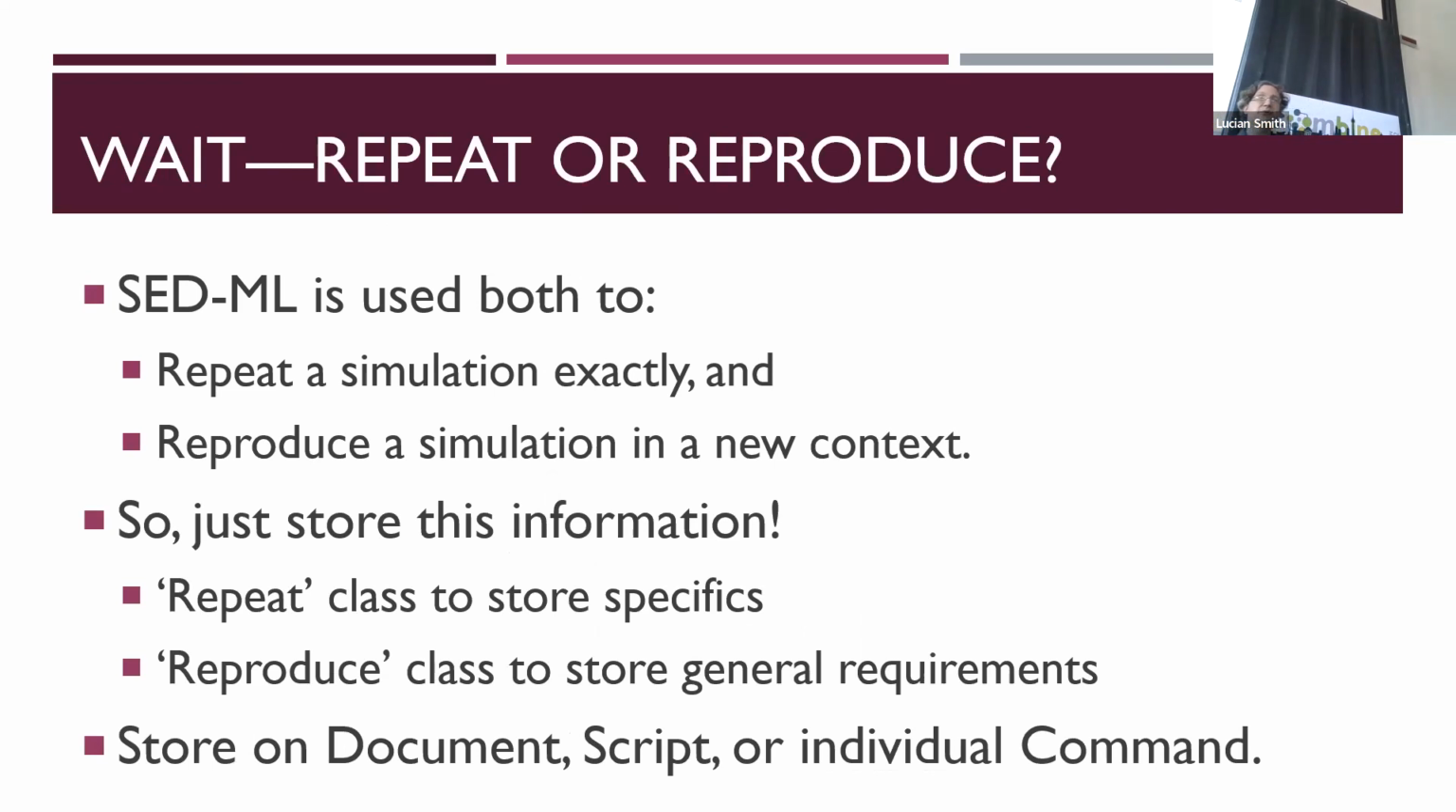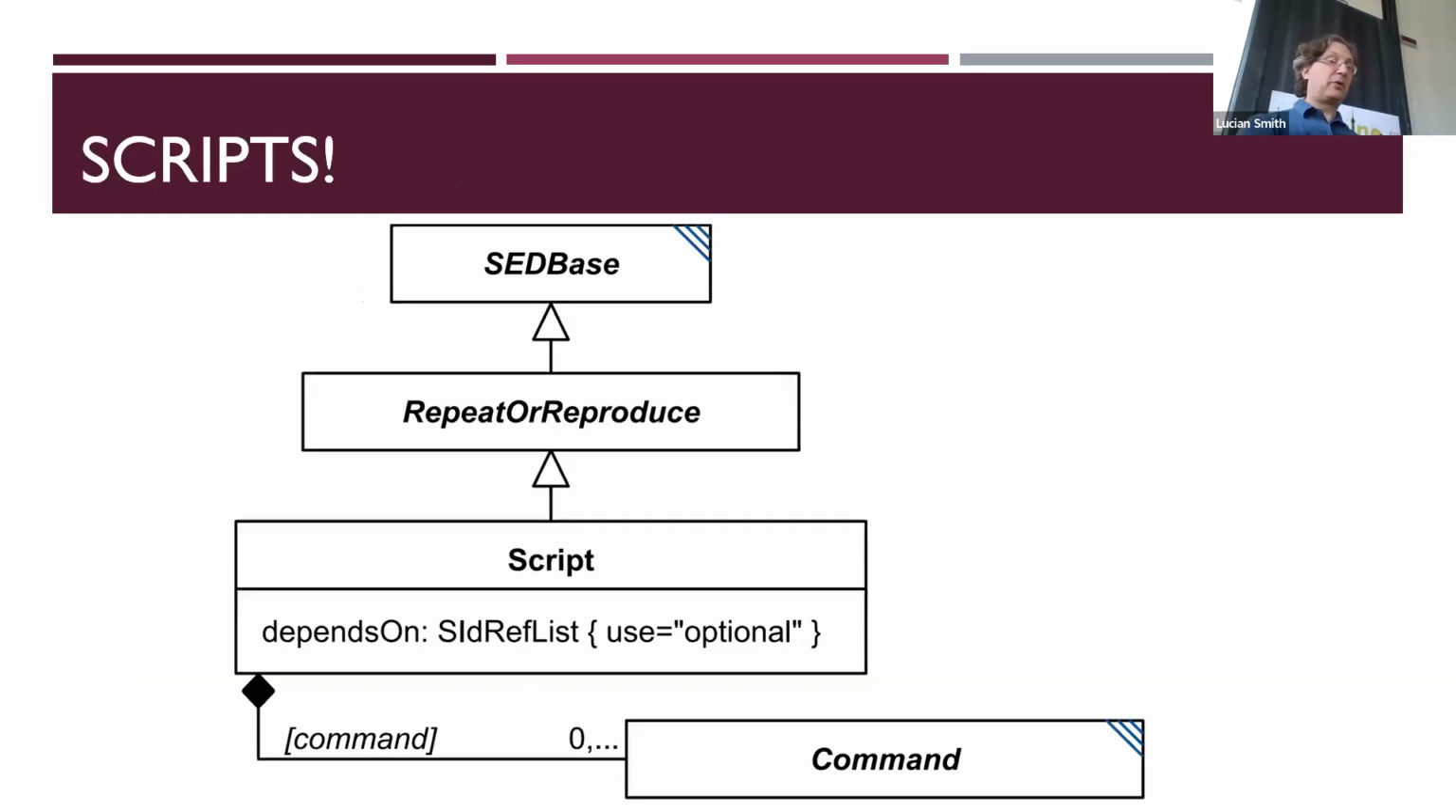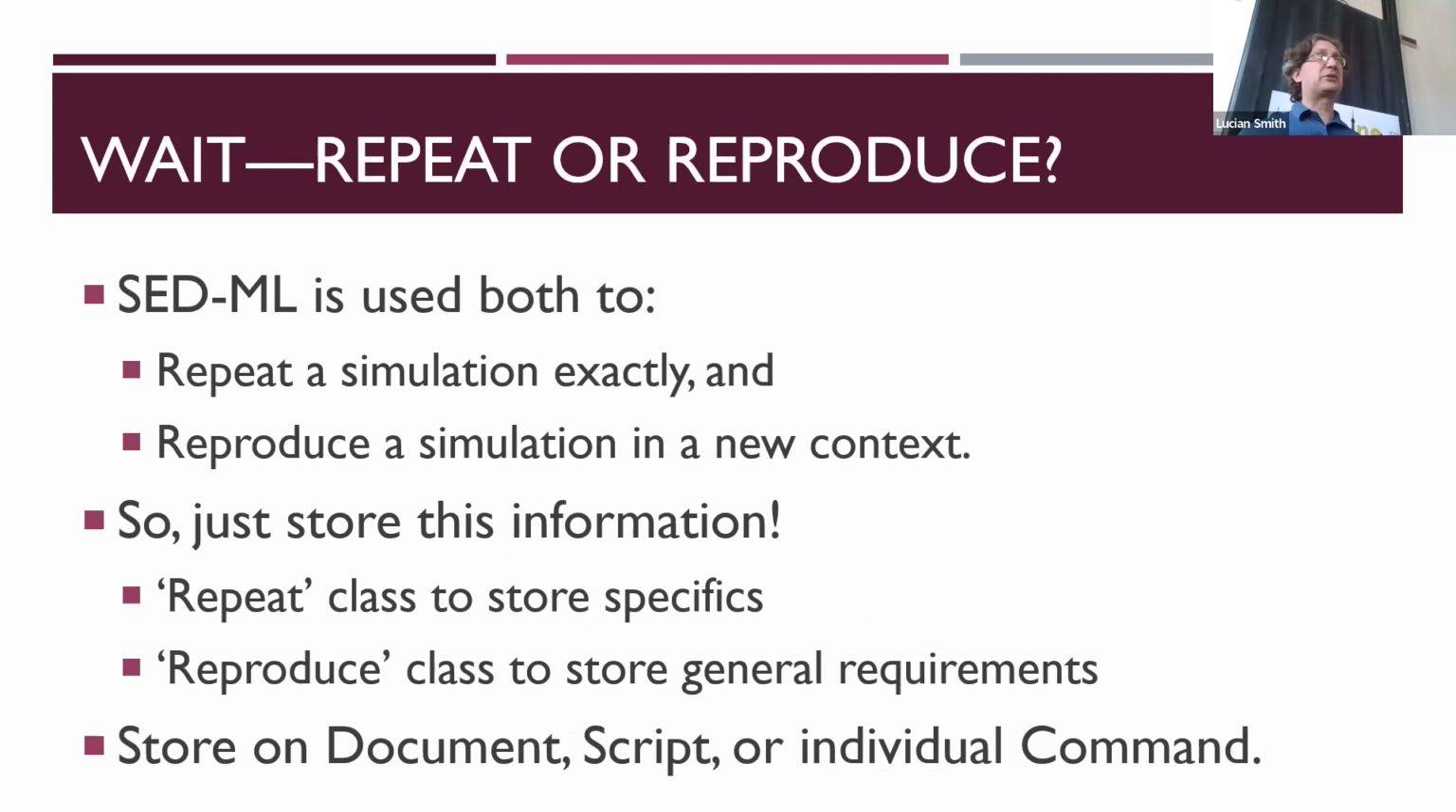Because SED-ML is used both to repeat something exactly and to reproduce something anew in a different context, we might need to store information about that. So I think if we make a script, and also a command, a subclass of repeat or reproduce, and we just store that information, you should be able to repeat something and you should be able to reproduce it.